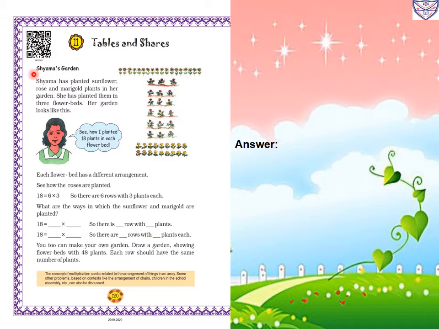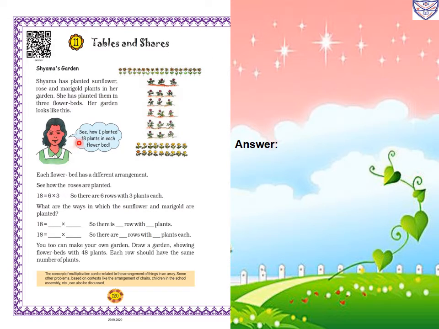Okay, so first is Shyama's garden. Shyama has planted sunflower, rose and marigold plants in her garden. Which plants has she planted in her garden? That is sunflower, rose and marigold plants. She has planted them in three different flower beds. Her garden looks like this.